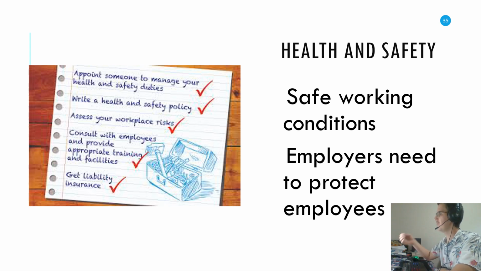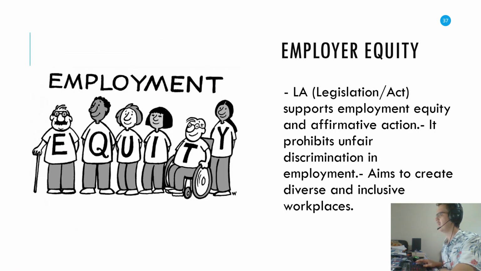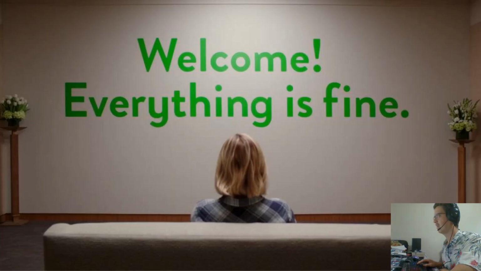Okay, they've got to make sure you have safe working conditions, and they need to protect your employee. But most importantly, one is your contracts in the Labor Relations Act, is provisions regarding working hours, taking leave, all of the above. But even more is your trade unions. Your Labor Relations Act deals with the CCMA, deals with trade unions. If you're looking to talk about the LRA, you talk about trade unions.